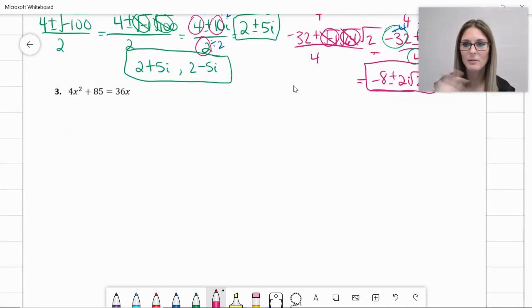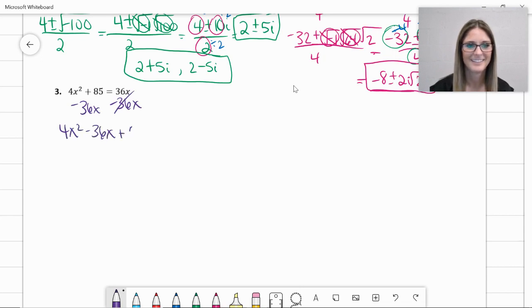I have one more, and then we're going to go to page 2 and talk about something else. It is also not set equal to 0, so subtract 36x from both sides. It's just the way all the Delta Math problems were set up. So sorry, I wish I could give you more variety.